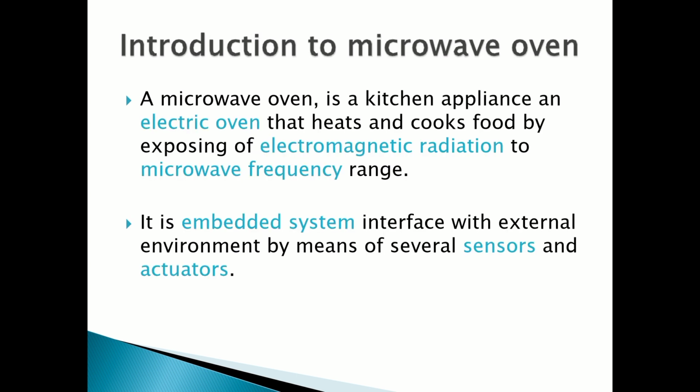Then I'll move to the introduction to the microwave oven. A microwave oven is a kitchen appliance, an electric oven that heats and cooks food by exposing it to electromagnetic radiation in the microwave frequency range. The microwave oven we use in our daily life to cook food in our kitchen. Next point: it is an embedded system that interfaces with the external environment by means of several sensors and actuators.